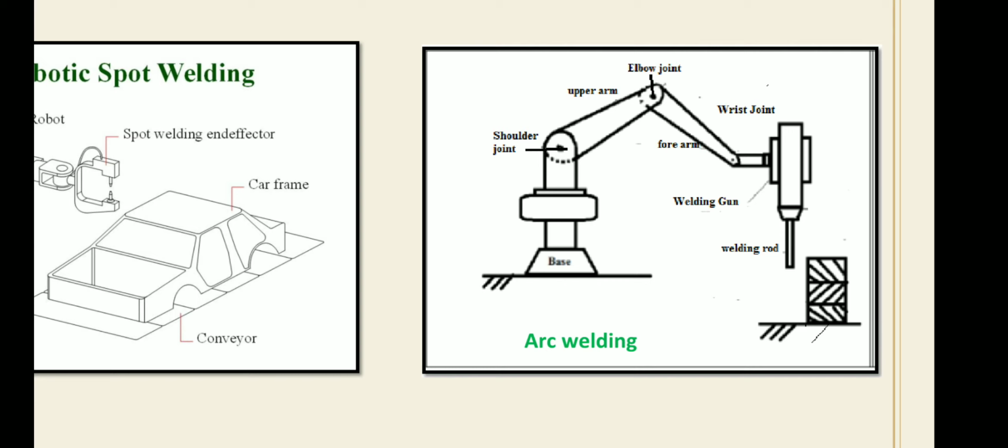So this figure shows exactly the working principle or construction of an arc welding robot. This is the workpiece, so you can easily perform the welding operation with the help of a welding rod or welding gun. In the case of an arc welding robot, the welding gun acts as an end effector, directly connected to the wrist joint, and performs the welding operation.